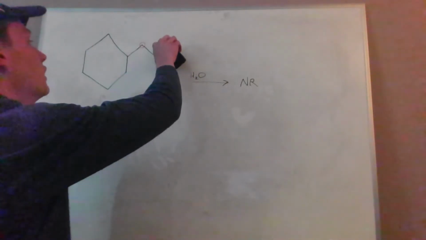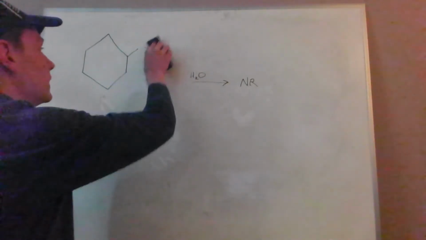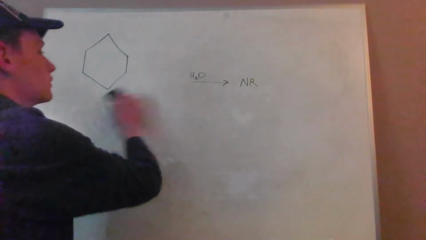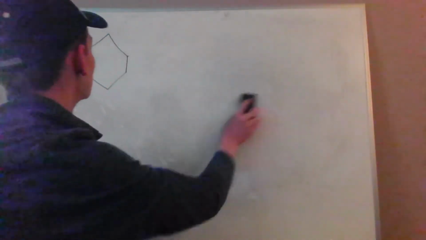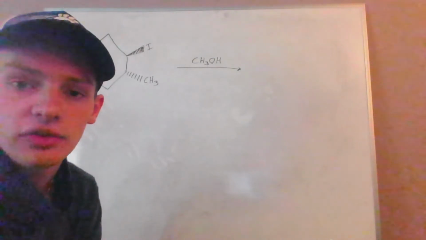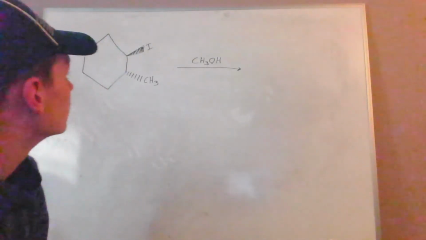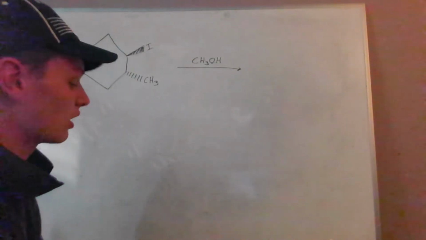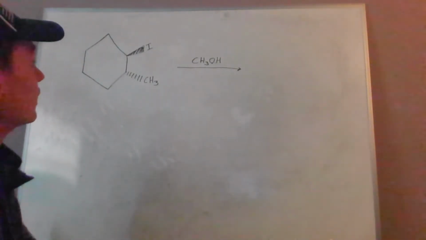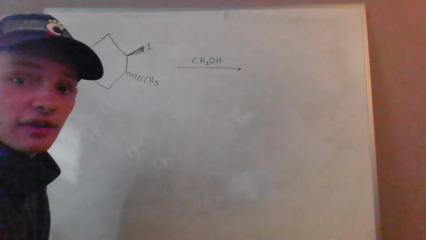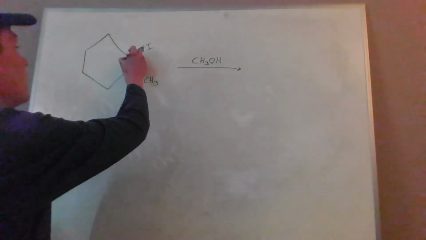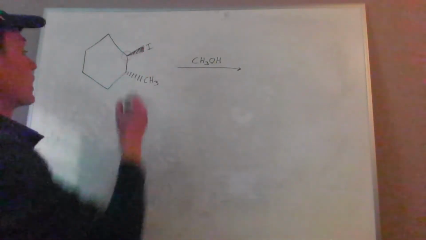Okay. So let's change things up a little bit and try some other reactions. Now let's take a look at this reaction. So what's the first thing we need to do? Once again, we need to figure out where our carbon is that has our leaving group. And our leaving group is going to be iodine there. And then that makes this our alpha carbon, okay?